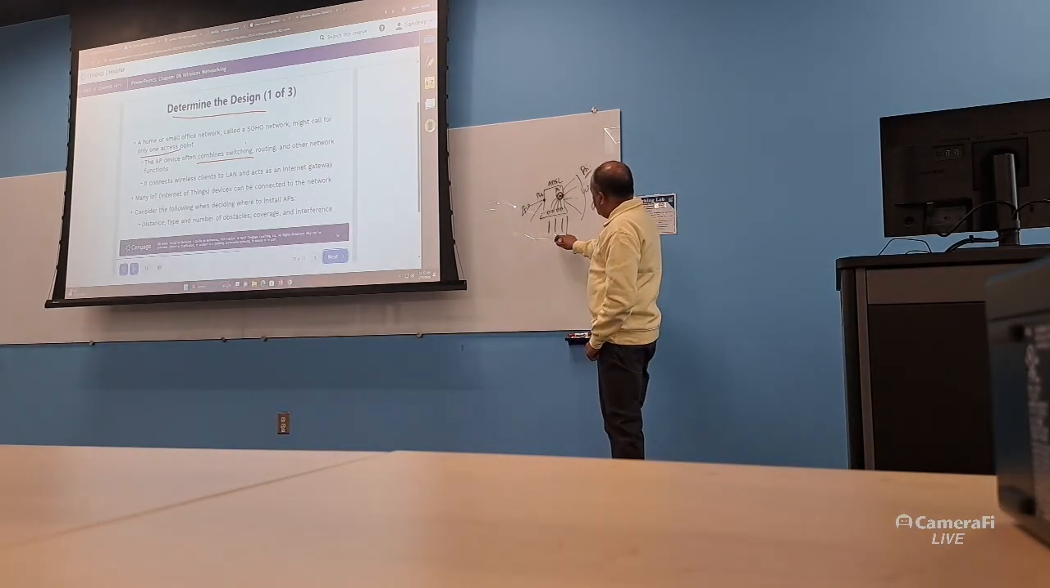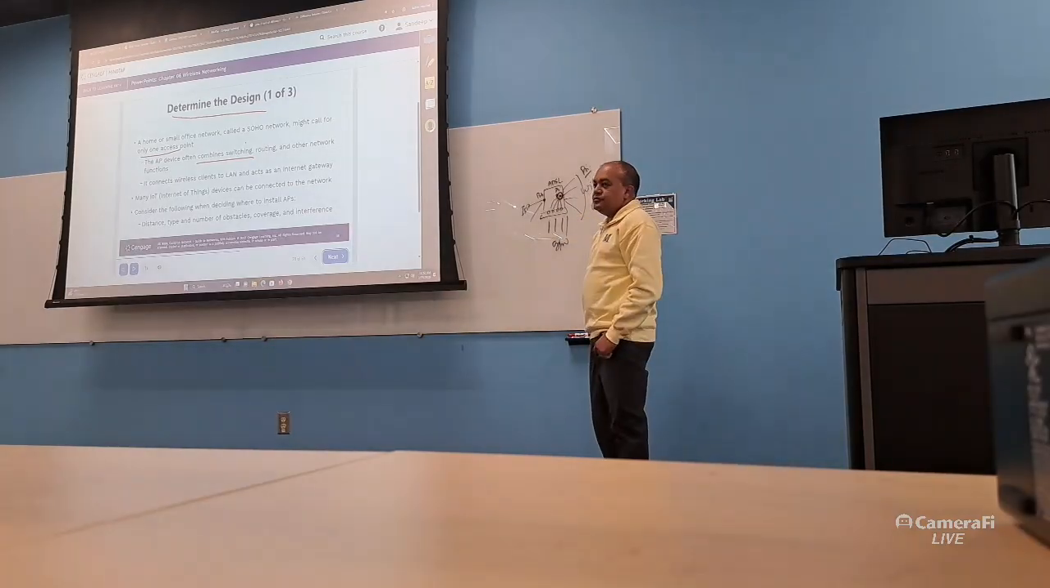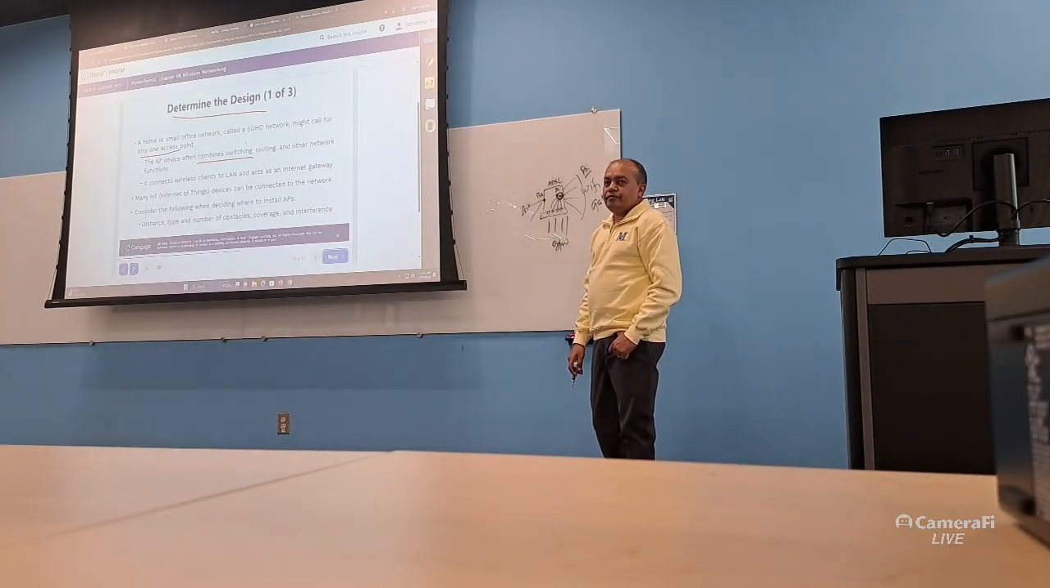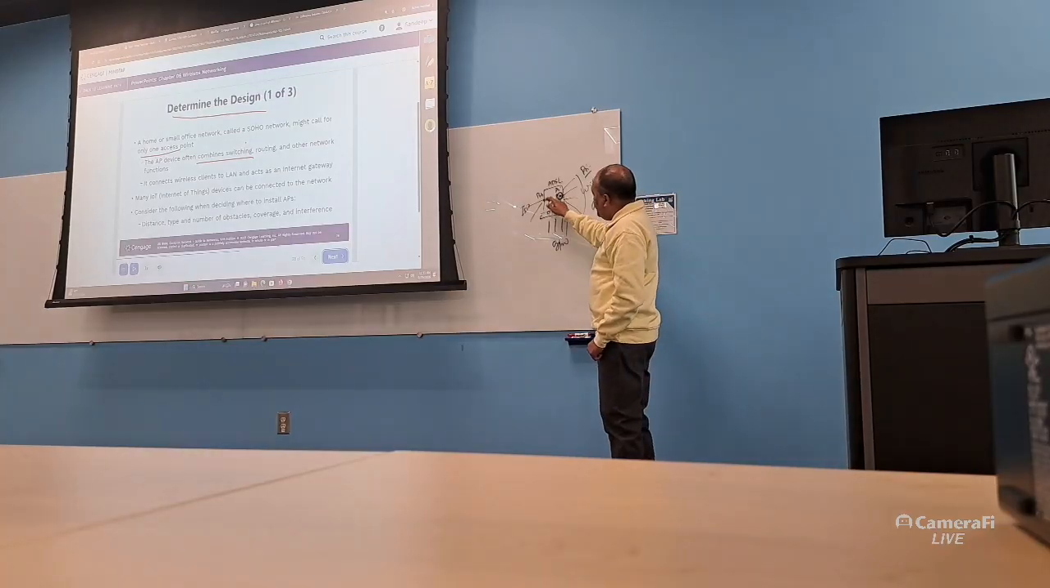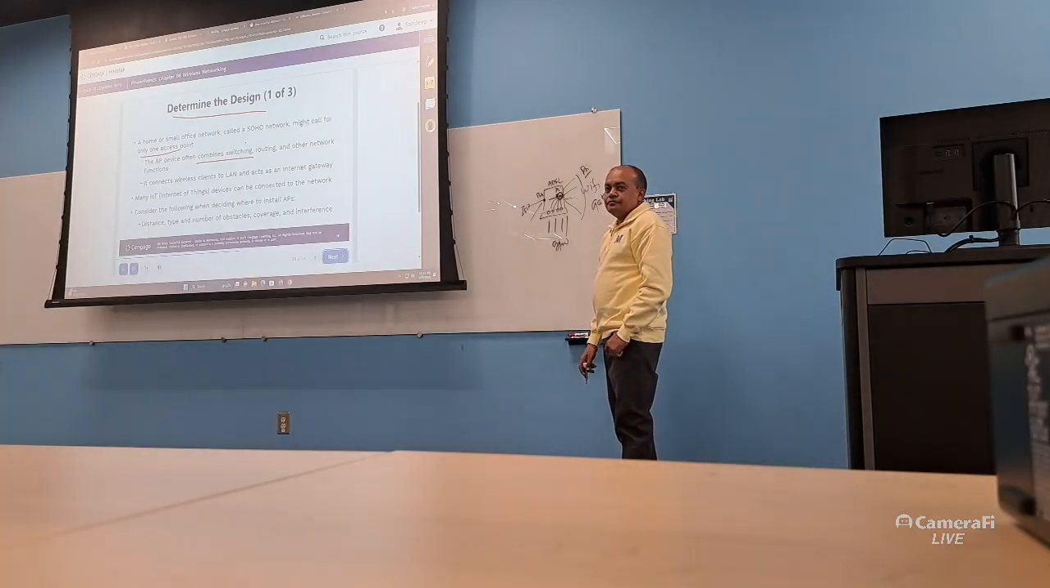All these devices are using a gateway, and that gateway is the IP address of this interface. The gateway's IP address is the IP address of this interface. Now a router which is sitting inside this device is connecting this network with this network.